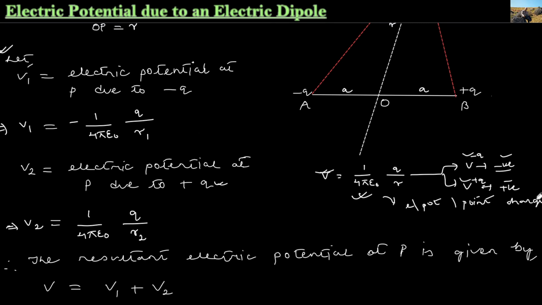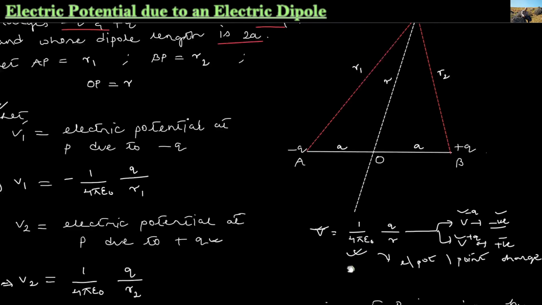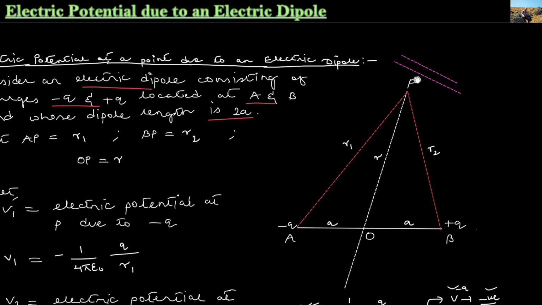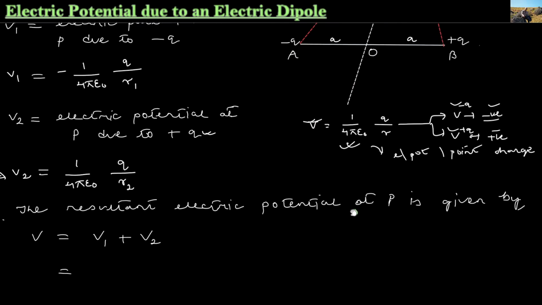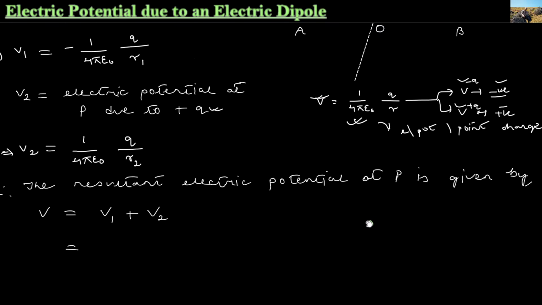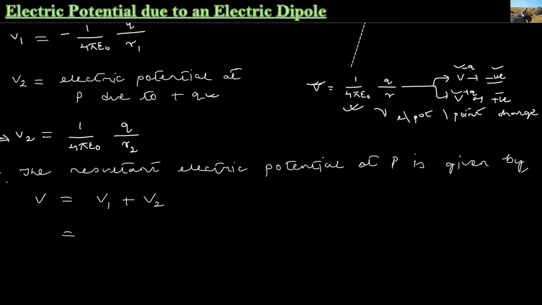Due to a point charge. Then, from here, in order to find the resultant potential, our strategy is to find the potential at this point P due to minus Q and due to plus Q. You have to add these V1 and V2. So that will help us find the resultant potential. The resultant potential will be obtained by adding V1 and V2.